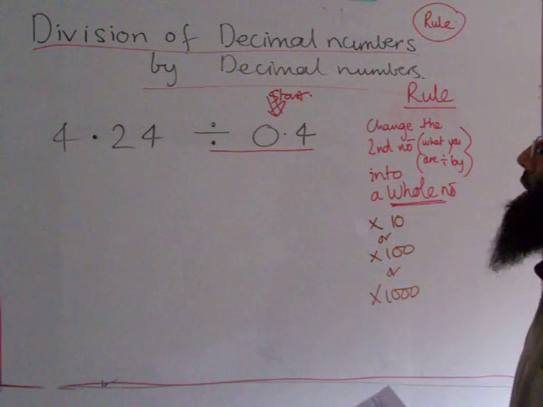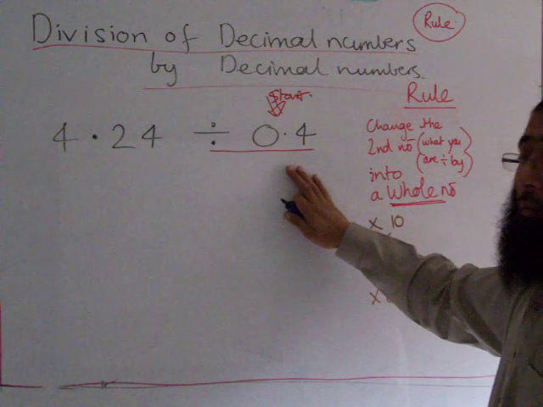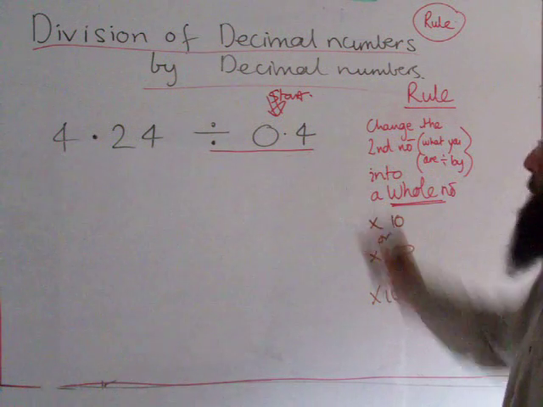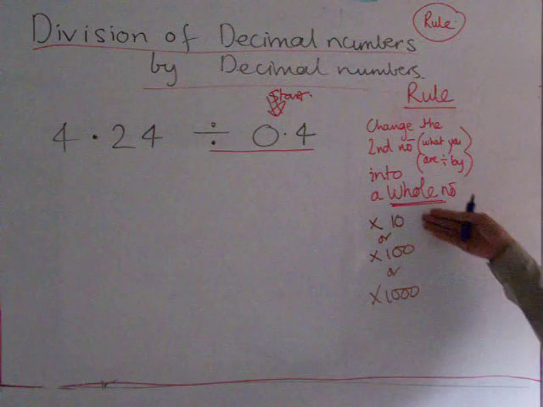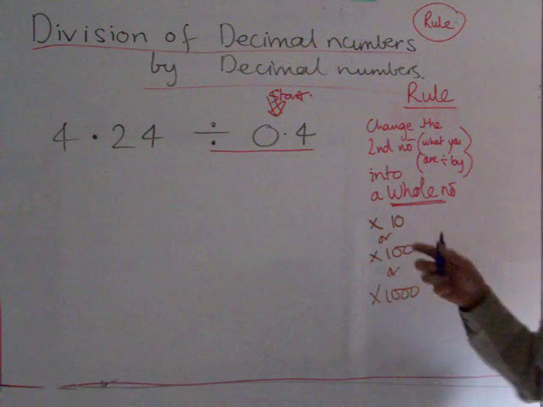Right, okay. Alright folks, now, we need to change into a whole number. Samina, what do we multiply by to change into a whole number? Is it the 10 part, the 100 part, or the 1,000 part? 10. Okay, by 10. Excellent.